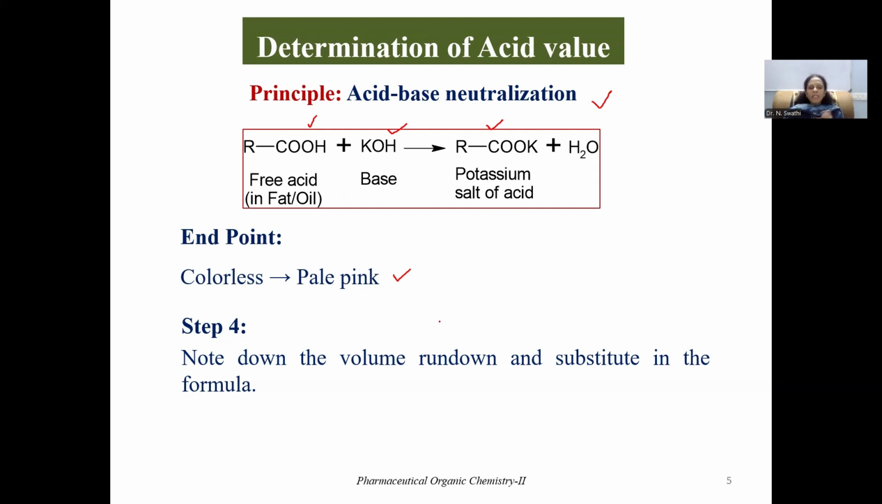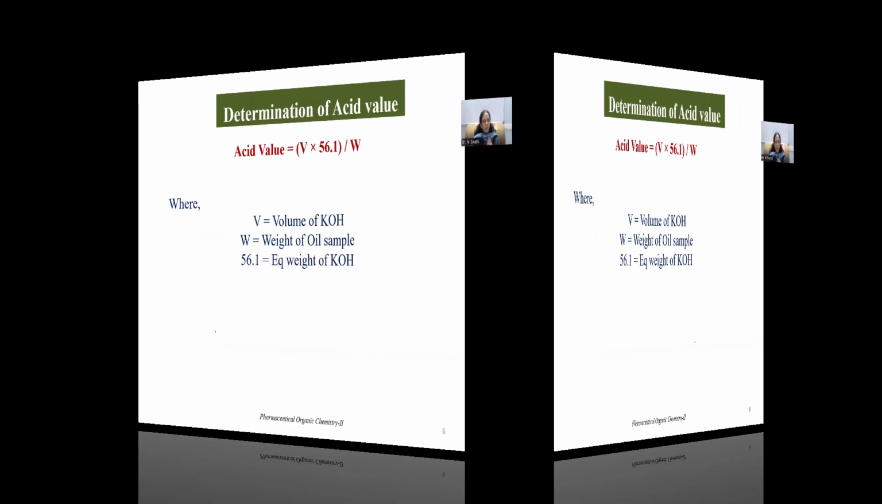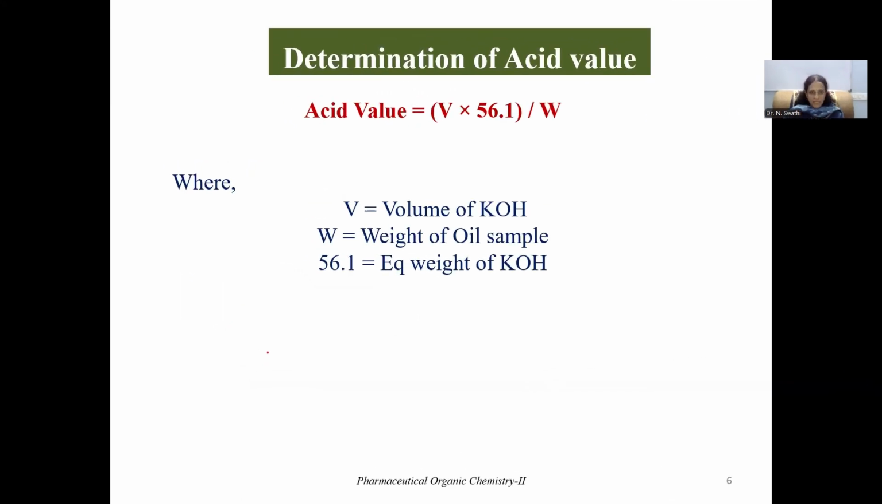Once the end point is reached, note down the volume run down and substitute this volume in the formula given for the acid value determination. This is the formula used for the determination of acid value: acid value equals V multiplied by 56.1, whole divided by W. Here V is the volume of potassium hydroxide run down, that means whatever potassium hydroxide we take in the burette, that volume run down is V, and W is the weight of the oil sample.